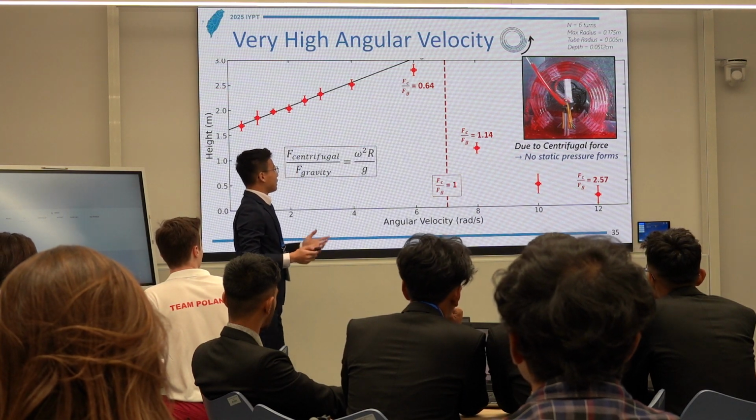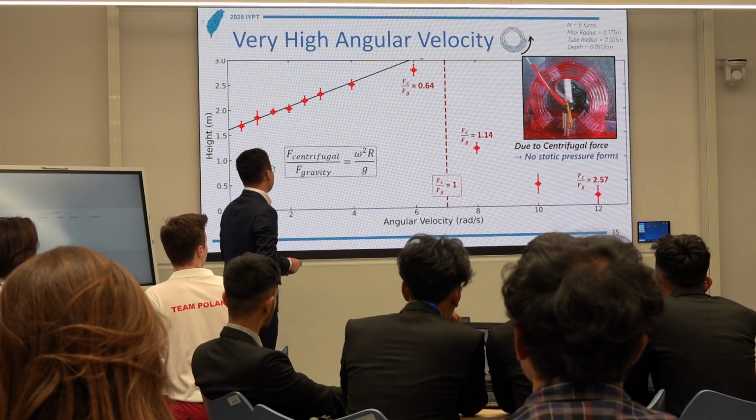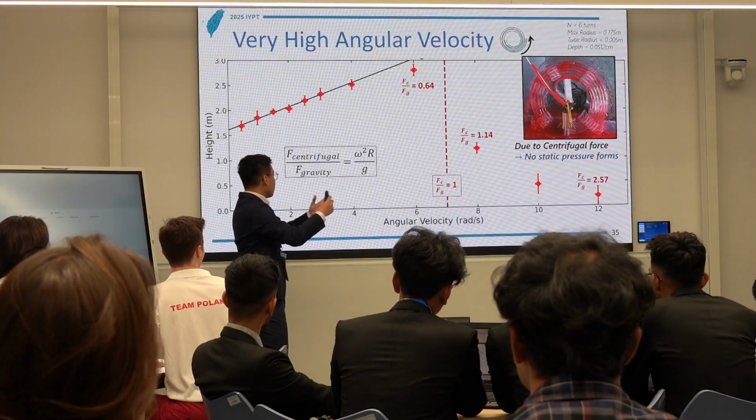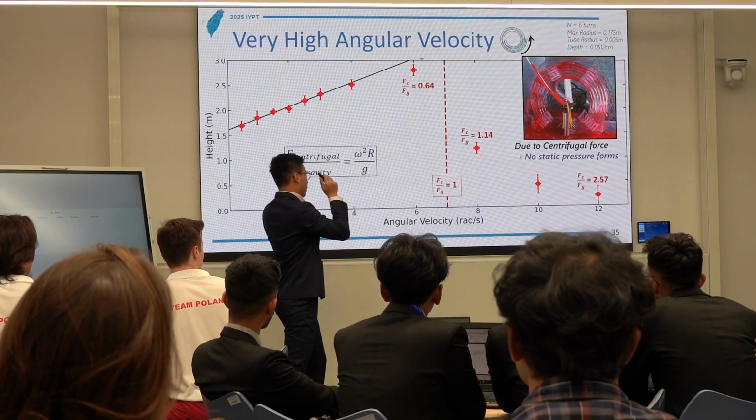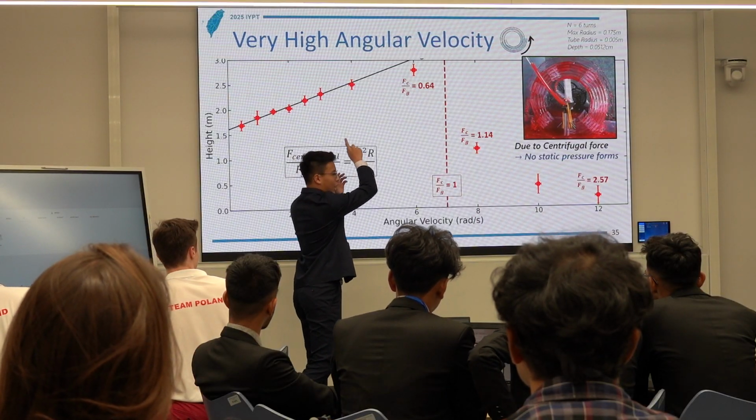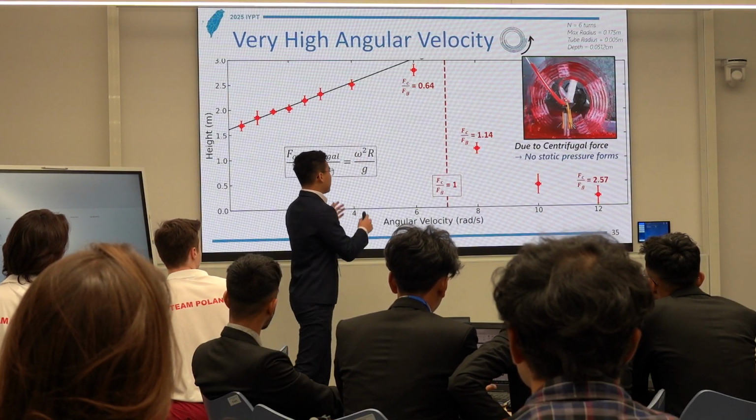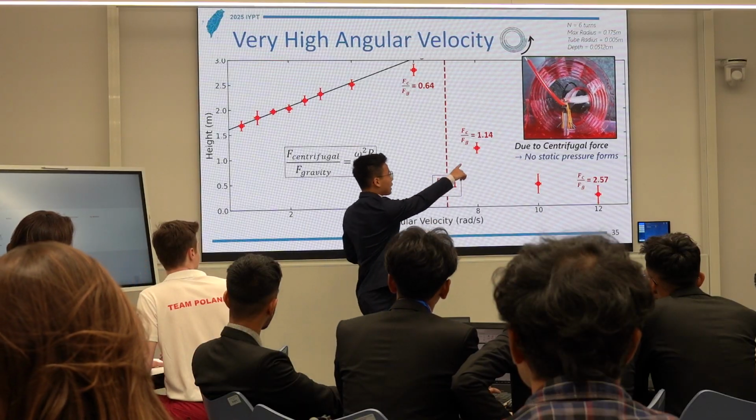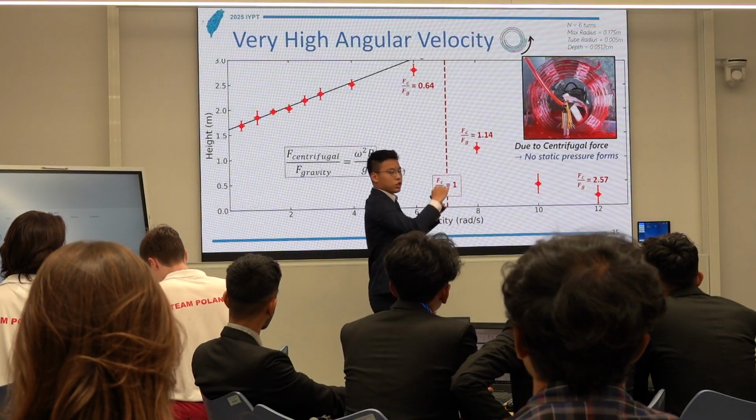Then we also investigate a case of very high angular velocity. I compared the components of centrifugal force and gravity, and when we find the ratio is bigger than 1, the height significantly drops. This is because when centrifugal force overcomes gravity, the water will get brought up and no static pressure could form this way.